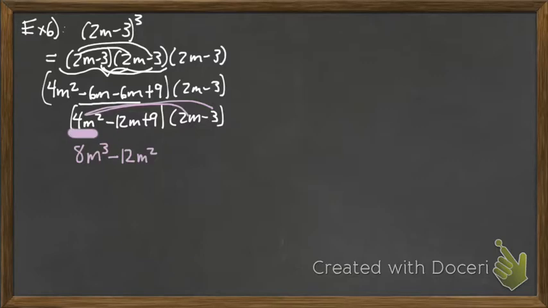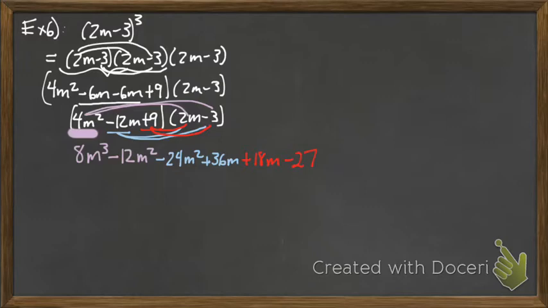Now let's move on to the second term. Negative 12m times 2m is going to be negative 24m squared. Negative 12m times negative 3 is positive 36m's. And finally, let's move on to the 9. Let's use red. If I use 9 times 2m, that's going to be positive 18m. And then 9 times negative 3 is going to be minus 27.